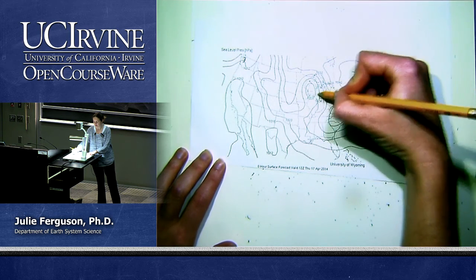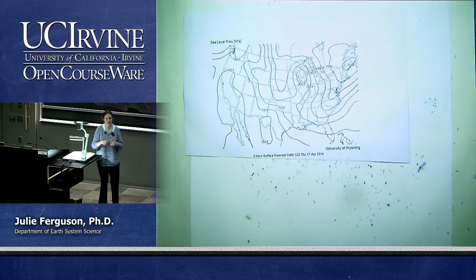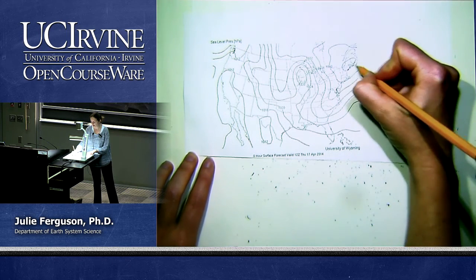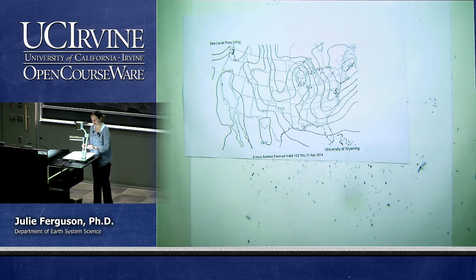So let's see if we're right about that. Which way might air be moving in this direction? Is it going to be moving into that high or out? And which way is it going to spiral? Yeah, absolutely. So it might be moving more like this, okay? So, shall we see if we're right?